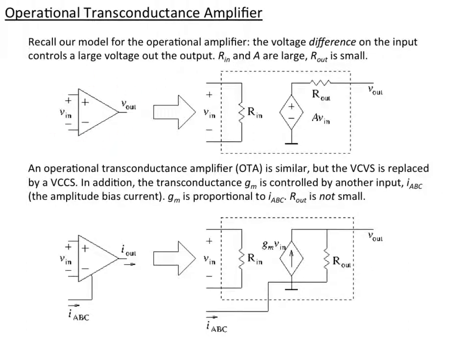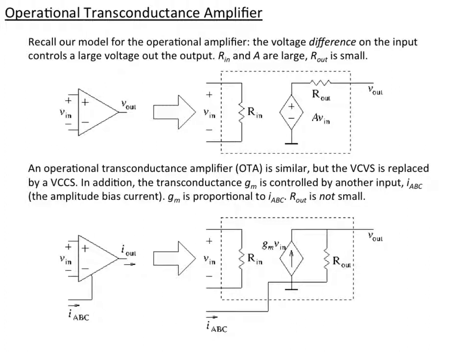op-amp. We have an op-amp, and we have it as a model where we have an input port with a very large input resistance between them, and that voltage difference controls the voltage of the output. And in the ideal case, A is very large, R in is very large, and R out is very small. So differential input changes the gain, which leads to the output.